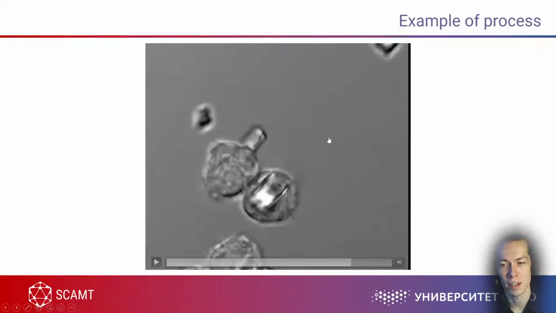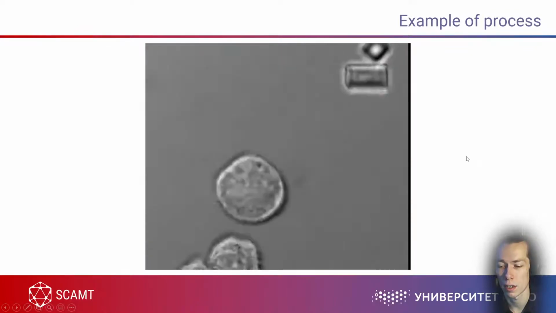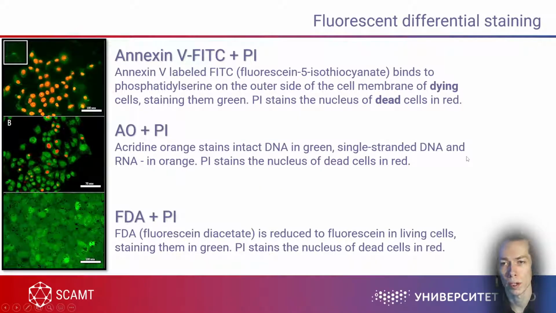Just for you to understand how big nanoparticles can be compared to cells, and still the cells can phagocytose them. So phagocytosis is really for really big objects. And let's talk a bit in detail about fluorescent staining.